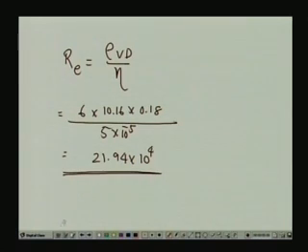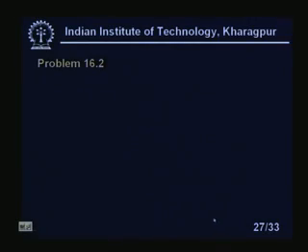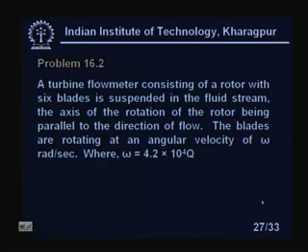Let us go to problem number 2. Problem number 2 is on the turbine flow meter. Very straightforward problem. Just plug in the equations, you will get the answer. A turbine flow meter consisting of a rotor with 6 blades is suspended in the fluid stream. The axis of the rotation of the rotor is parallel to the direction of the flow of the fluid.